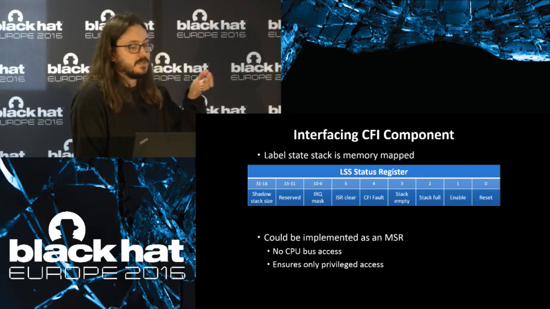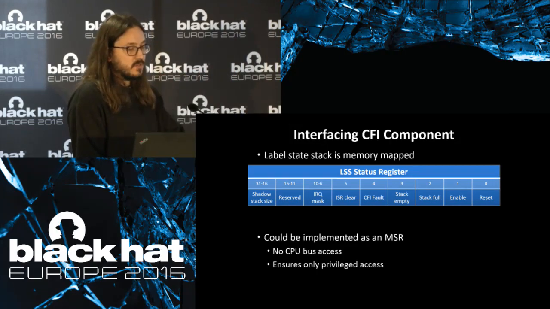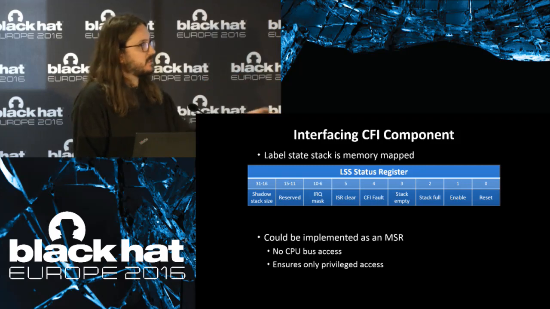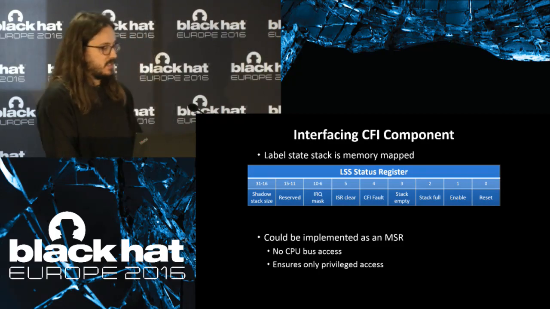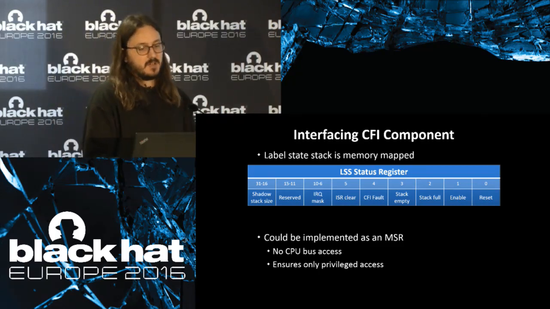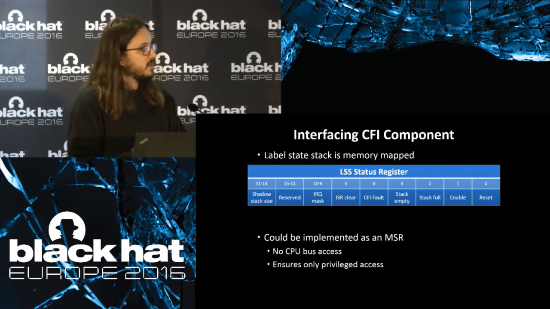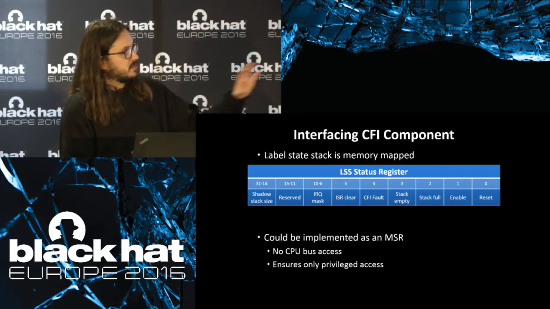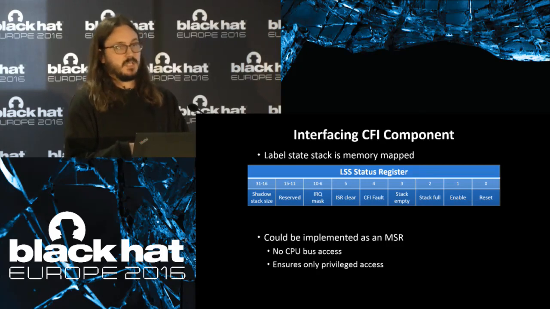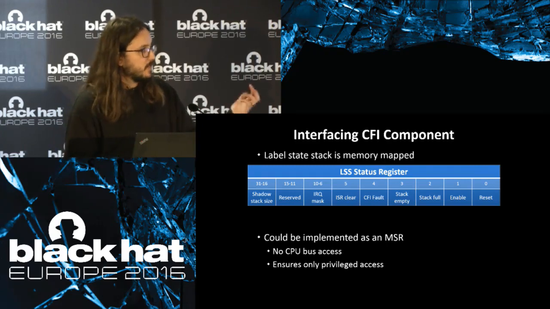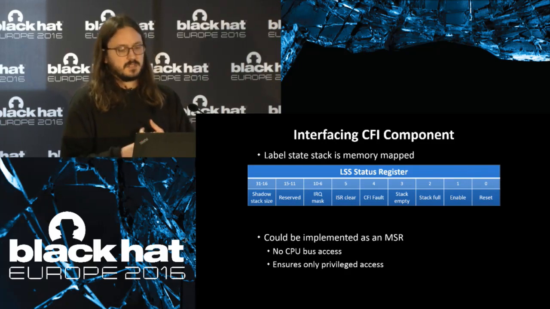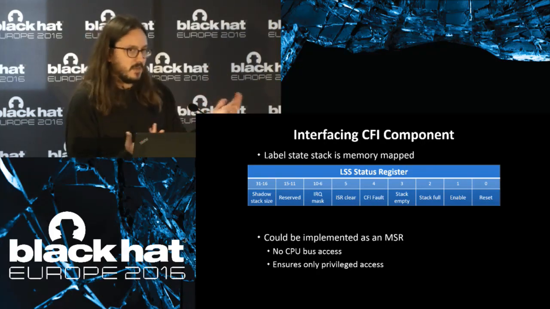One other thing we have to take care of is interfacing with the hardware. In order to do that, we have to map a label stack status register to I/O. And this needs to contain information for the operating system to handle the bounds for the shadow stack size, the current pointer of the shadow stack, and to manage some interrupt request routines that we found down the line if we need to context switch during an overflow or underflow. This could be implemented as a machine-specific register so that you don't have to do CPU bus accesses, and you can ensure only privileged access to that instruction. Just in our case, we didn't do that.